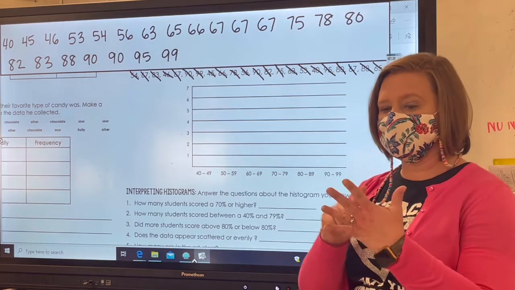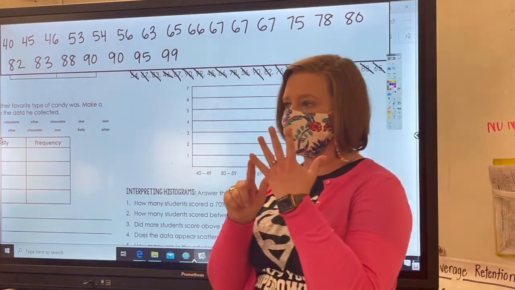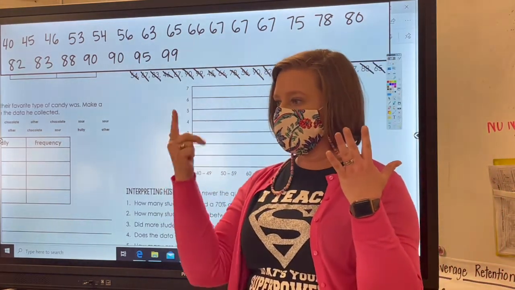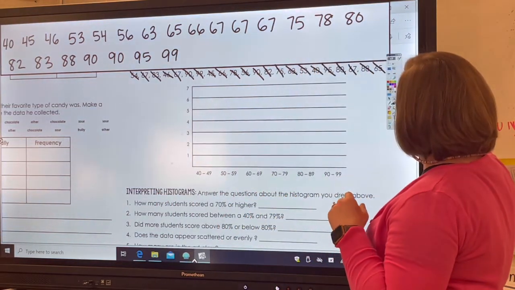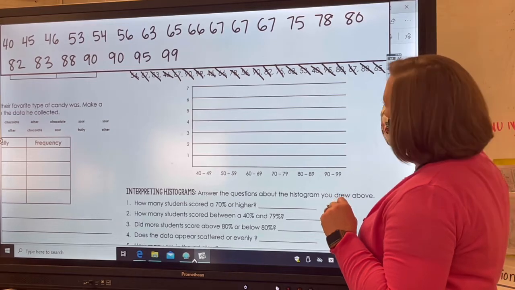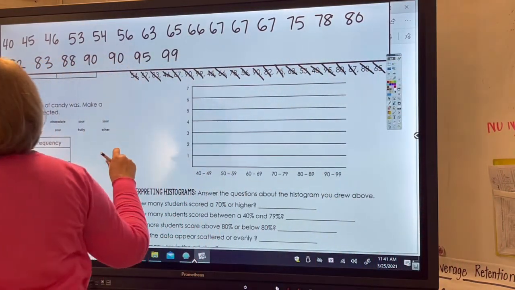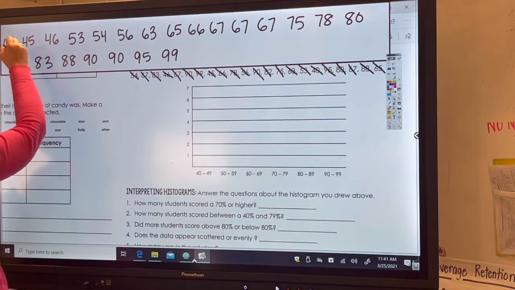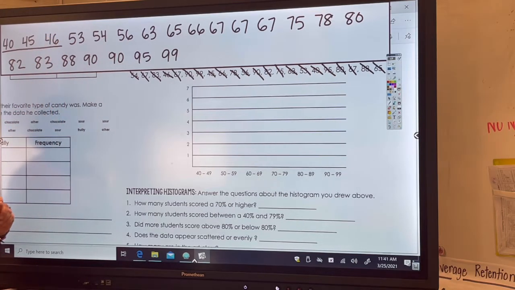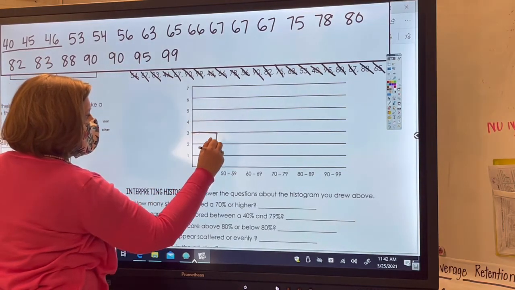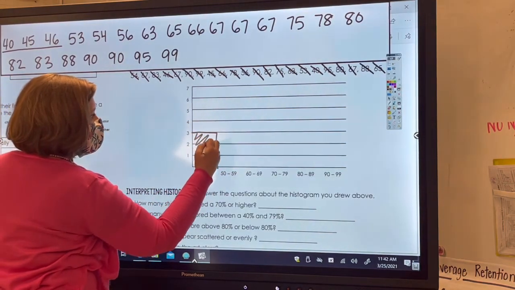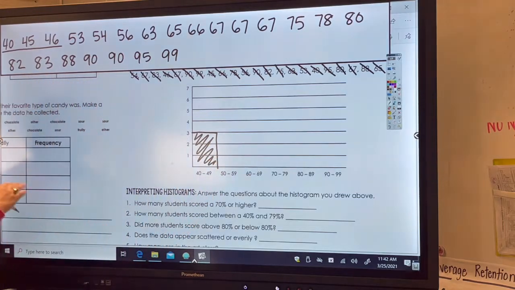10, because you have to do 40, 41, 42, 43, 44, 45, 46, 47, 48, 49. You need to count on your fingers, but it is an interval of 10. So if we look, 40 to 49 is going to be how many numbers? 3. So I'm going to go up to the 3, and I'm going to put my bar down, and you can shade it in, or you can leave it blank.